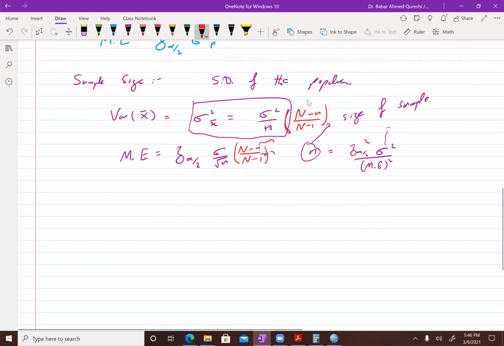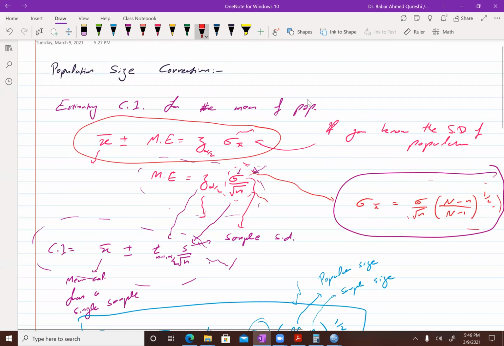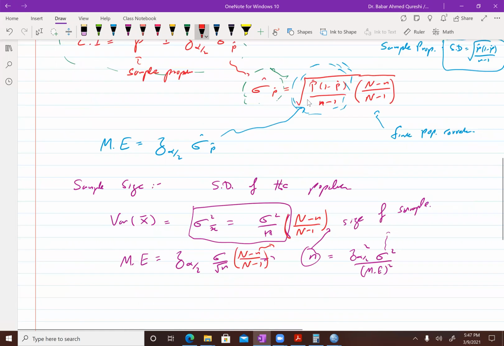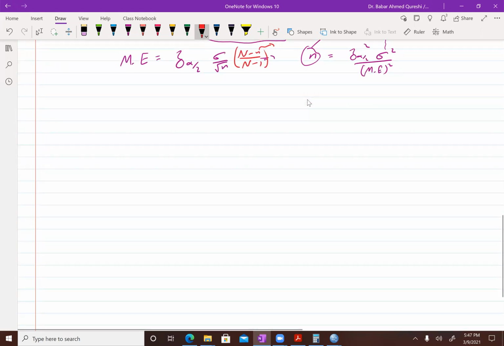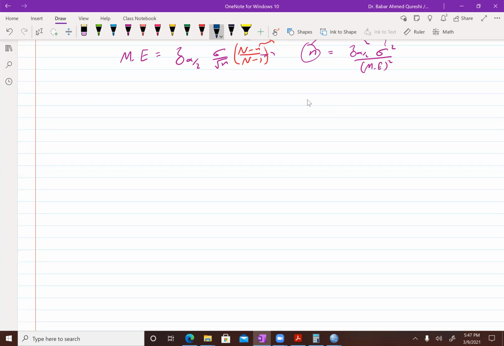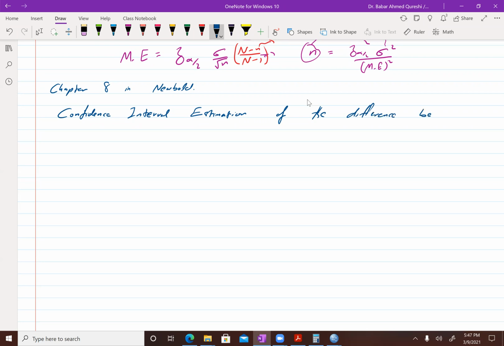Now, with this mention, is there any question about any of this? Let me come to today's main topic, and that is confidence interval. This is basically chapter 8 in the book. So now you want to estimate a confidence interval of the difference between two normal populations.